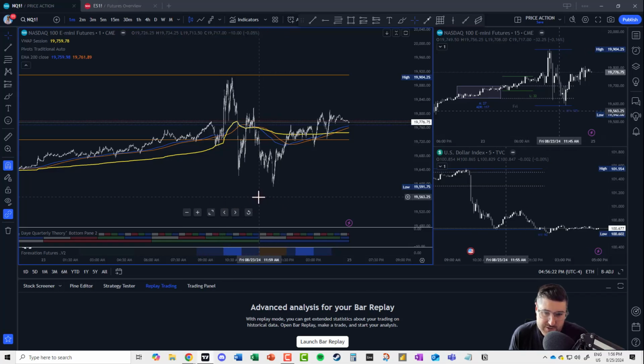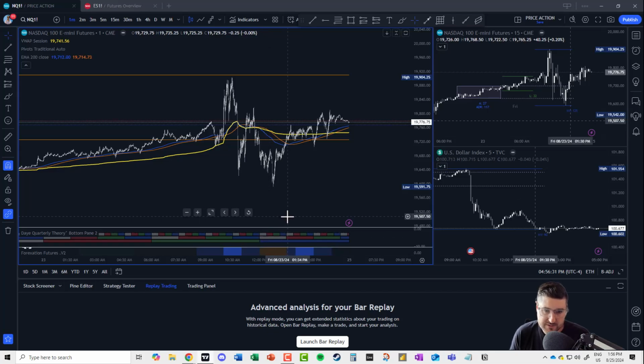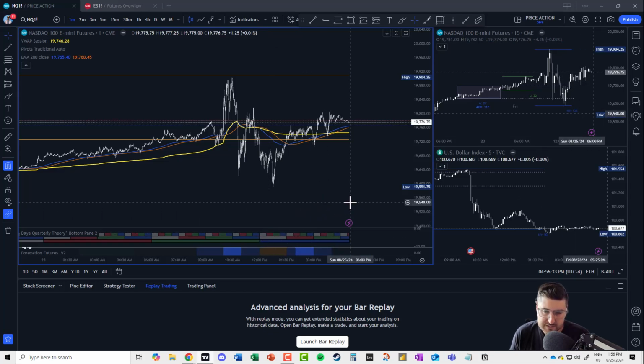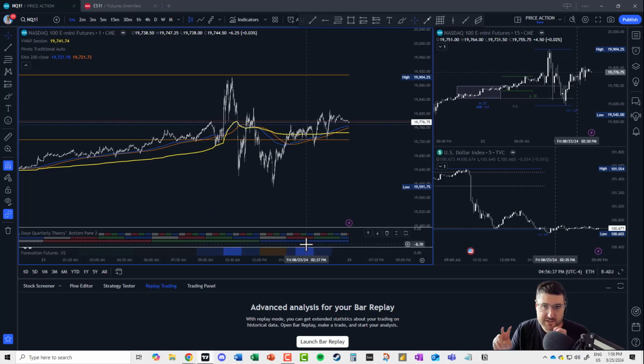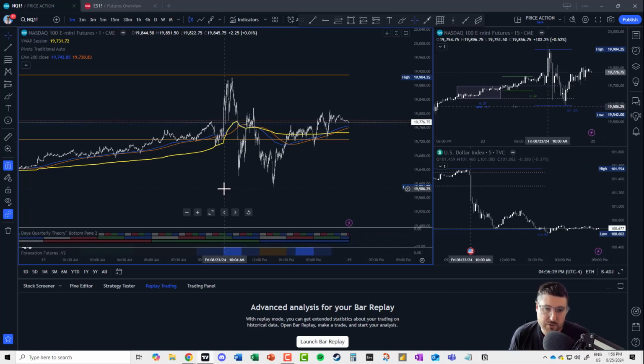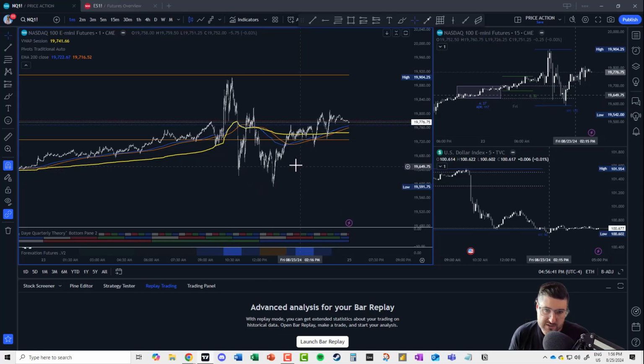This is like that lunch break. So you're going to wait for that SMT, something to happen, or just wait for it to exhaust during the lunch period. And then the last section is the PM. And that bright blue is the sweet spot for me, where most of my trades happen within these blue squares.